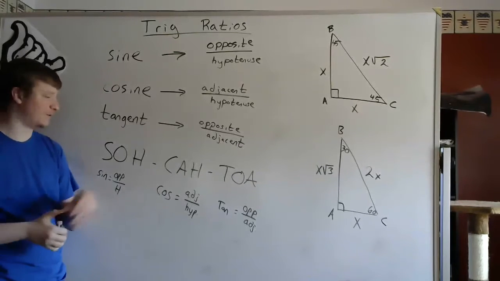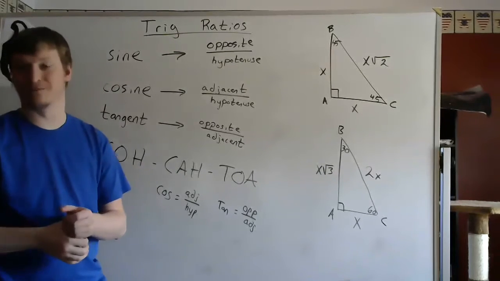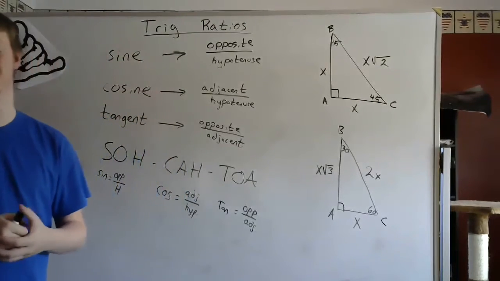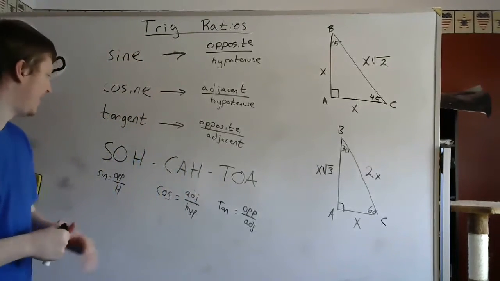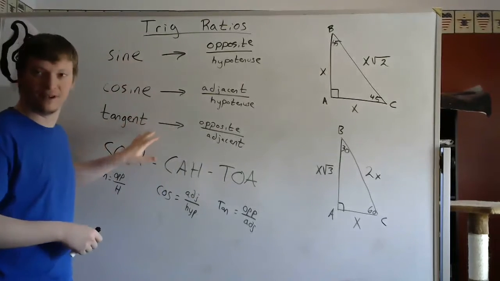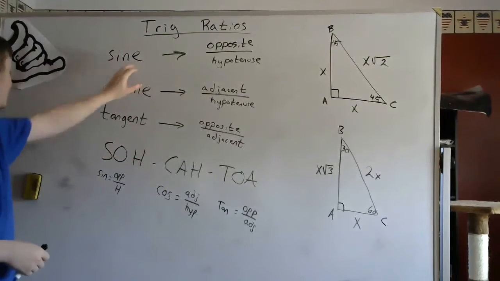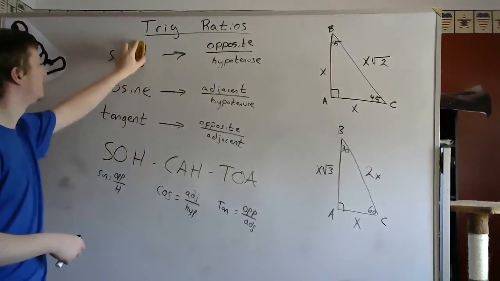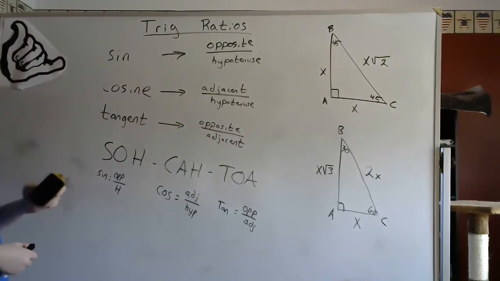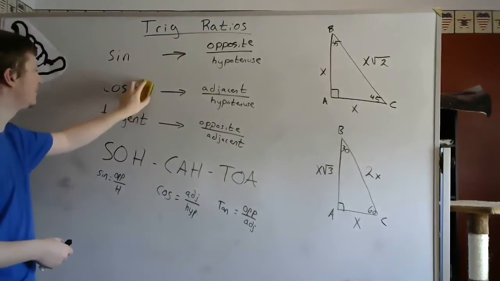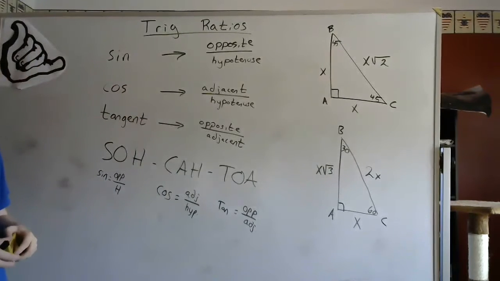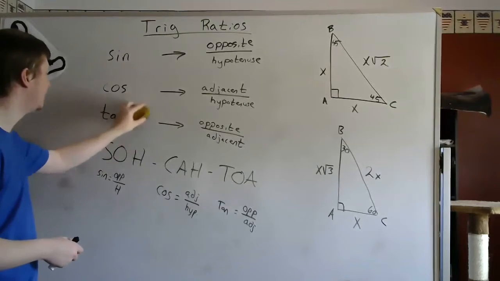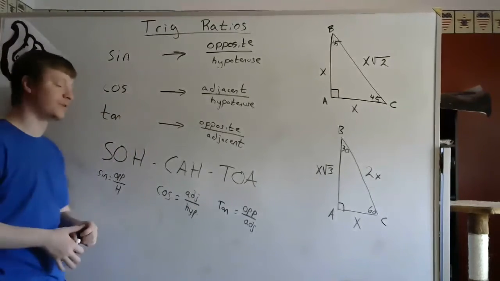I highly recommend that you remember that. I still remember it to this day. It's what I've used all this time to reassure myself that I know the right ratio is the one that I'm using. And we abbreviate each one of these as well. Sine, we abbreviate to just sin, S-I-N. Cosine, we abbreviate to just cos, C-O-S. But it's still cosine. And tangent, we abbreviate to just tan. So we just use the first three letters of each one.